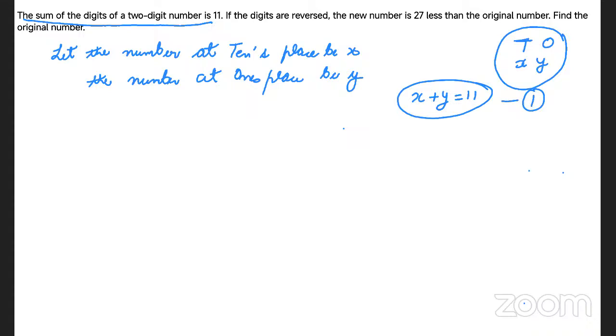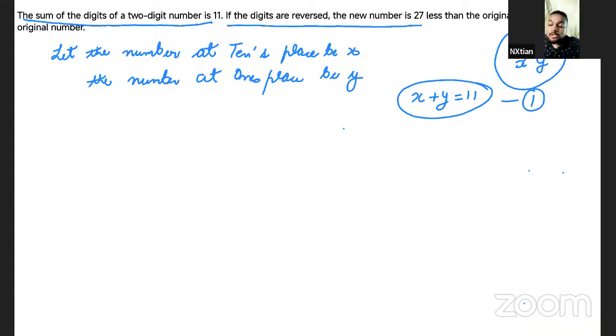Now, if the digits are reversed, the new number. First of all, let's understand the meaning of number and digits. Digits are separate numbers like X and Y. If I write 4 and 5, they are the digits, and the number will become 45. So 45 is the number, and 4 and 5 are the digits in 45. Yes or no?